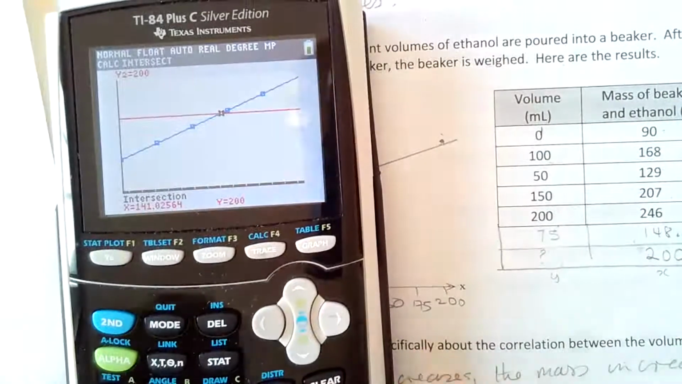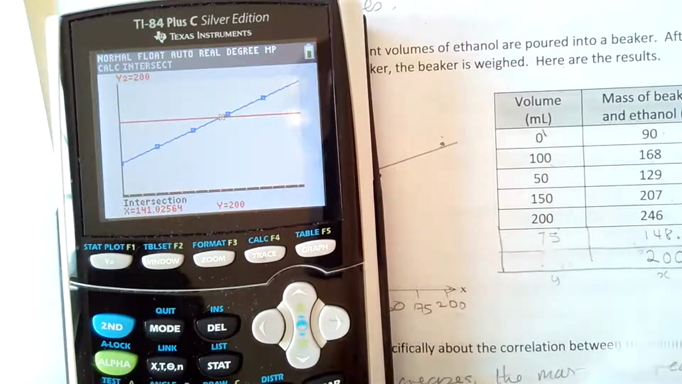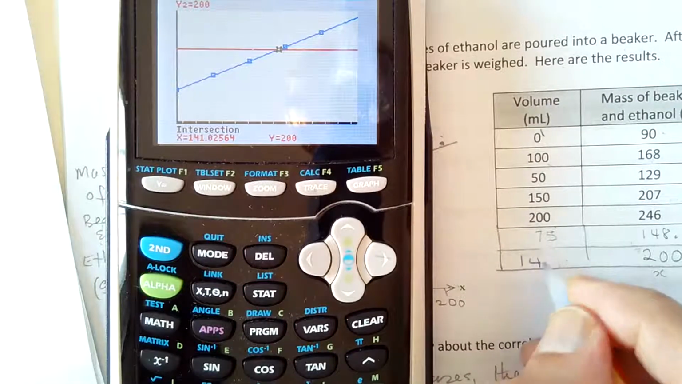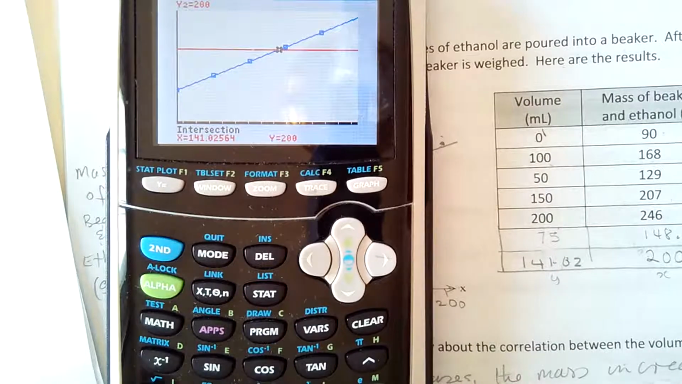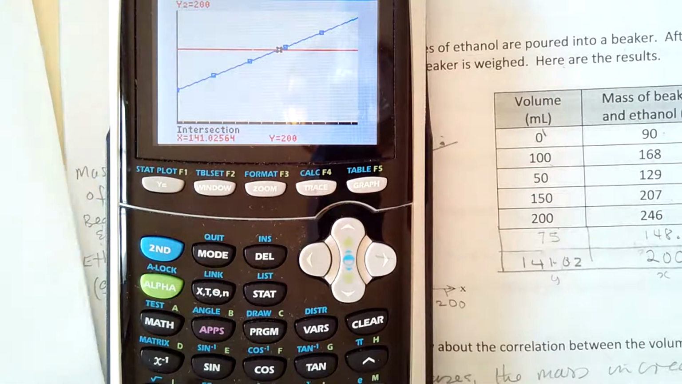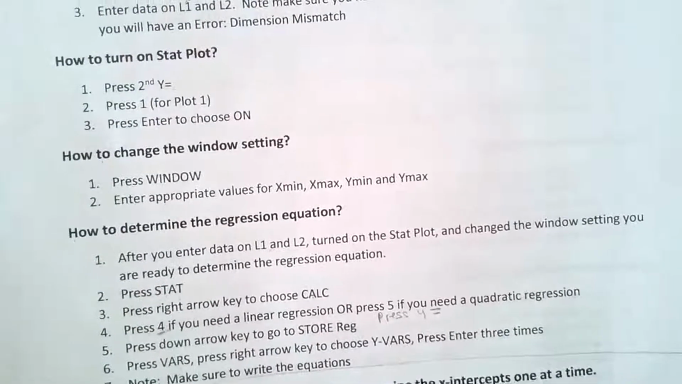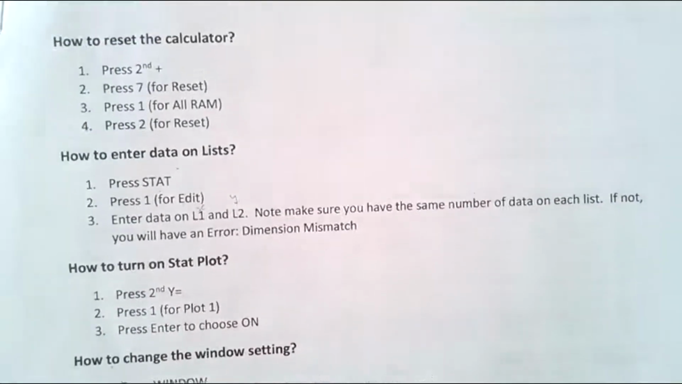So we can say that the volume now would be 141.02 milliliters. So make sure this sheet is handy because it helps you to navigate your way through the graphing calculator.